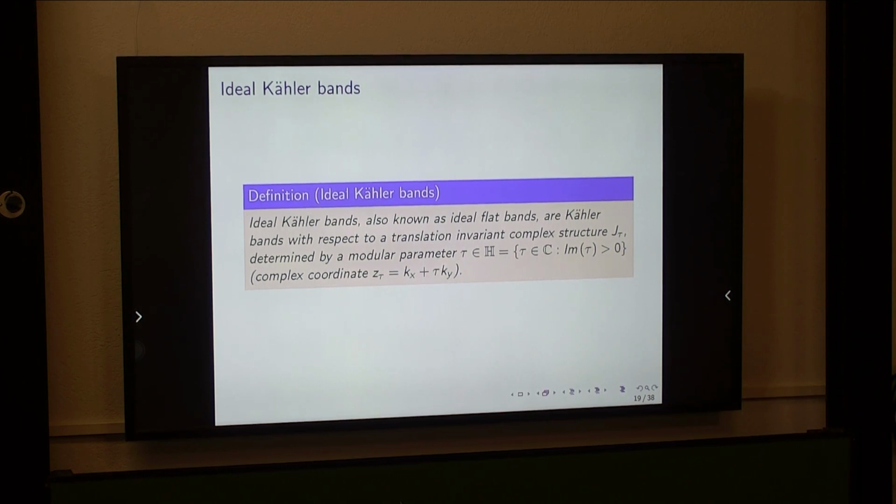That's an example. Could it be realized in terms of some combination of layers? So it is realized in terms of the lowest Landau level wave function. It's also realized in twisted bilayer graphene. There, the quantum geometry is not flat, but it is that of an ideal Kähler band. That's known.